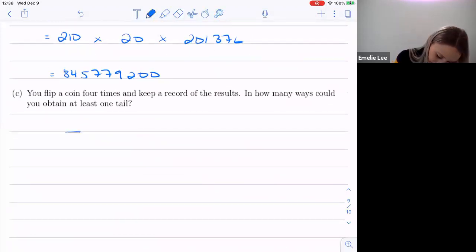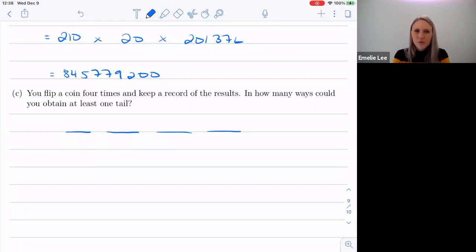So here, I'm going to flip a coin 4 times. I'll make my slots huge for some reason. That's okay. I only have 2 options, right? If I'm flipping a coin, I've got 2 options, 2 options, 2 options, 2 options. So 2 times 2 times 2 times 2 is 2 to the power of 4, which is 16. So I have 16 different combinations that I can make if I'm flipping a coin 4 times.